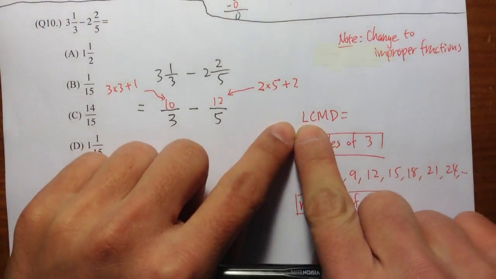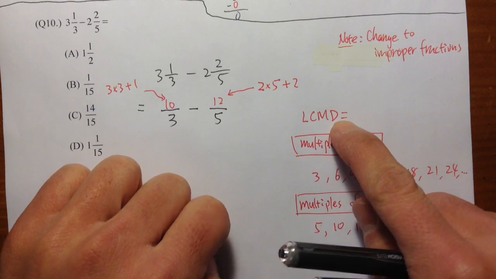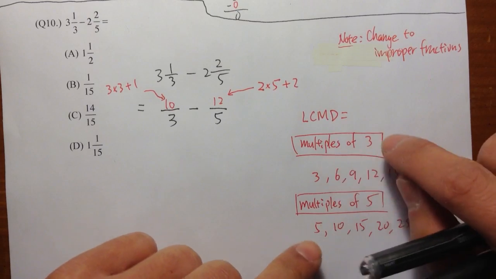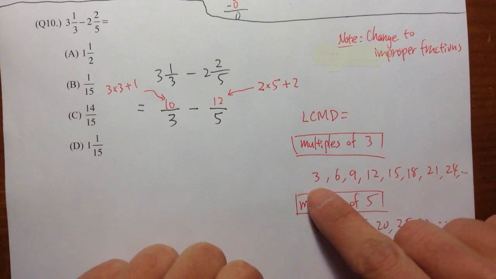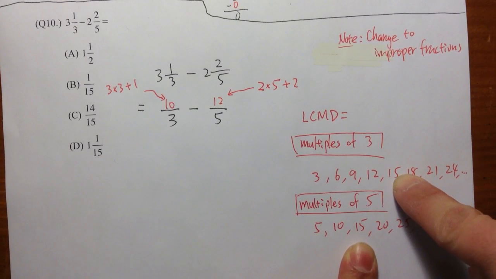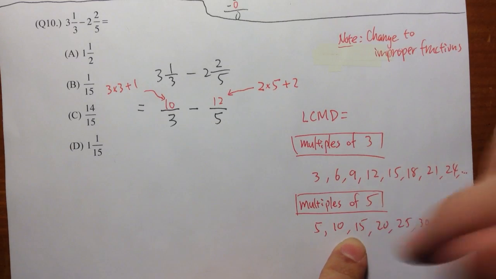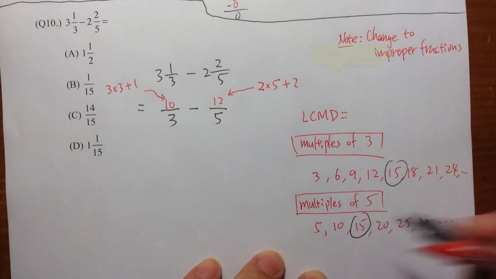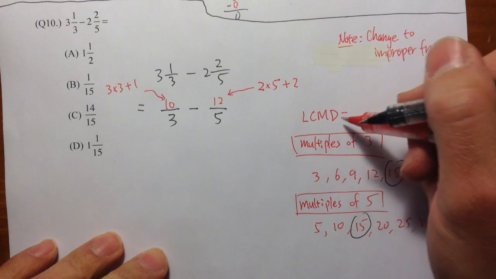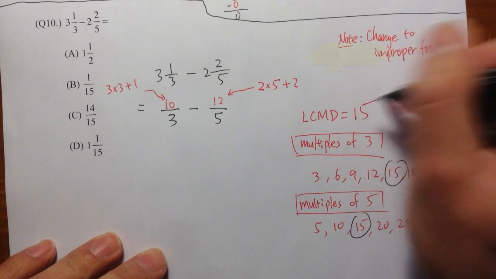So we are looking for the least common multiple of the denominators. We are looking for the lowest common multiple of 3 and 5. So take a look. Notice that I saw 15, right? 15 is a multiple of 3, and 15 is also a multiple of 5. So that's what we're looking for. And that's also the least, the smallest possible multiple shared by 3 and 5. So the least common multiple of the denominators is 15.